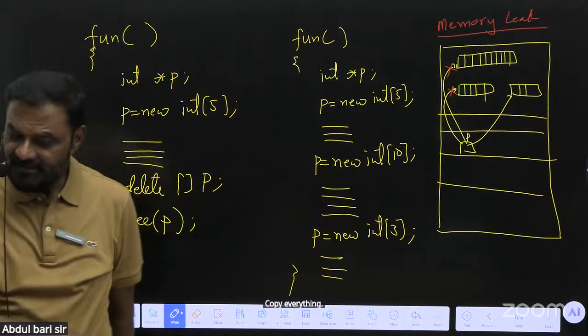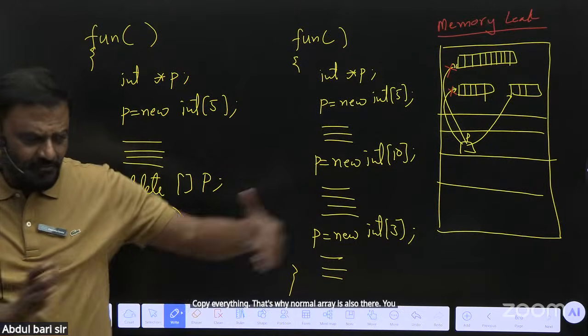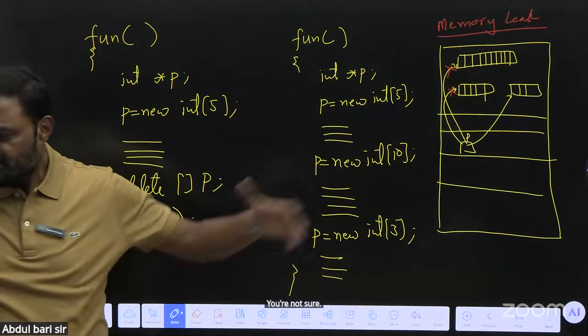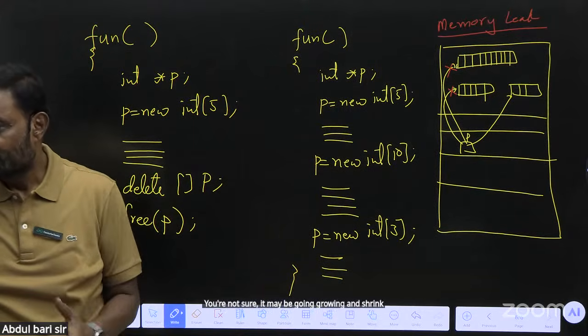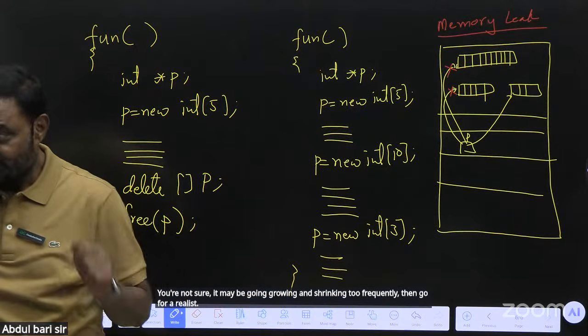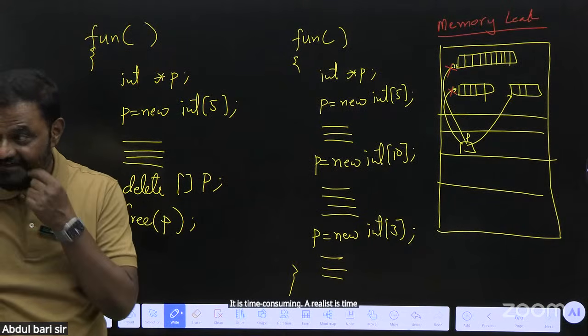That's why a normal array is also there. If you know that we don't go beyond this size, you use a normal array. If you're not sure and it may be growing and shrinking too frequently, then go for an ArrayList. It is time consuming.